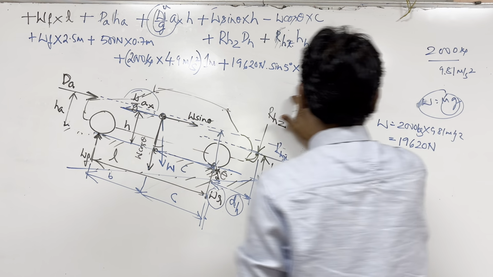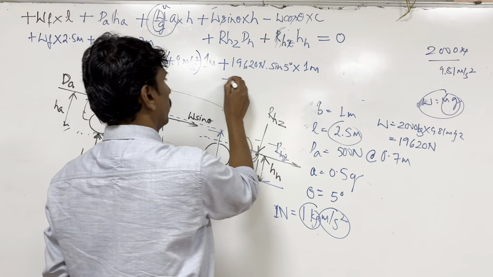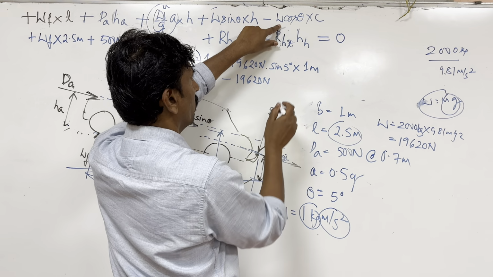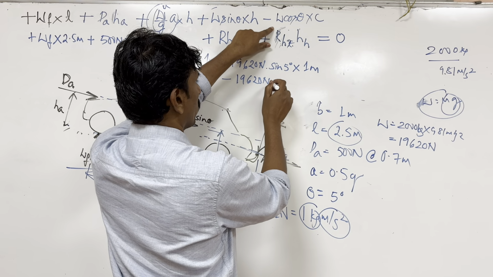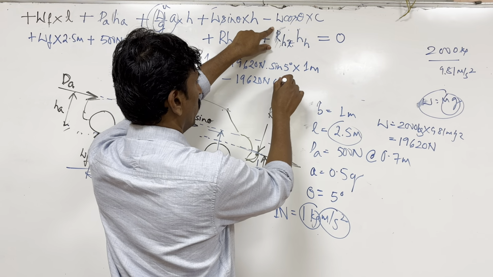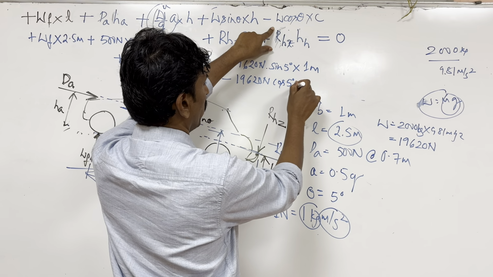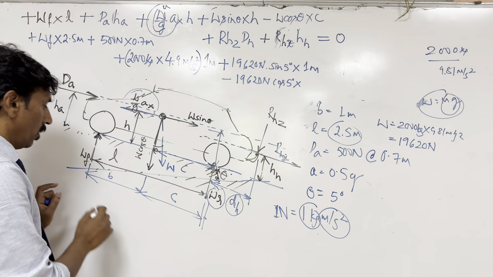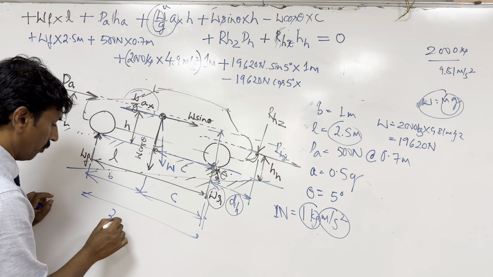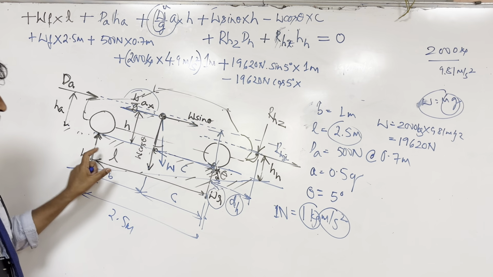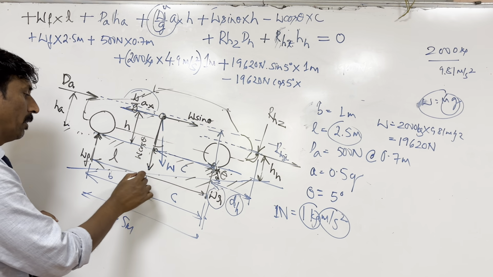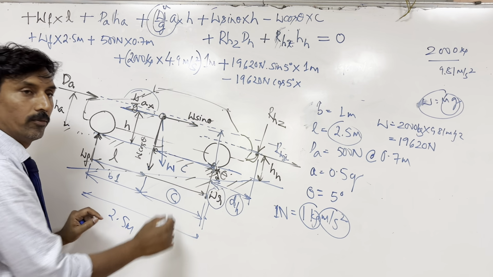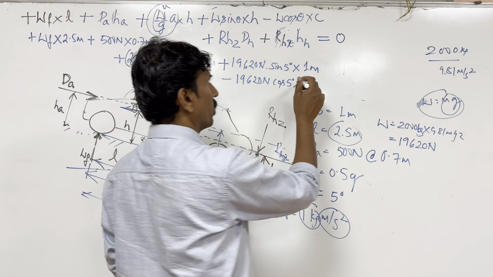So we'll put this here. Minus 19620 newtons. For W cos theta, W is 19620 newtons, and cos theta is 5 degrees into C. C is how much, guys? Length is 2.5 meters, and the center of gravity is how many meters from the front wheel? 1 meter. So what is C? 1.5.